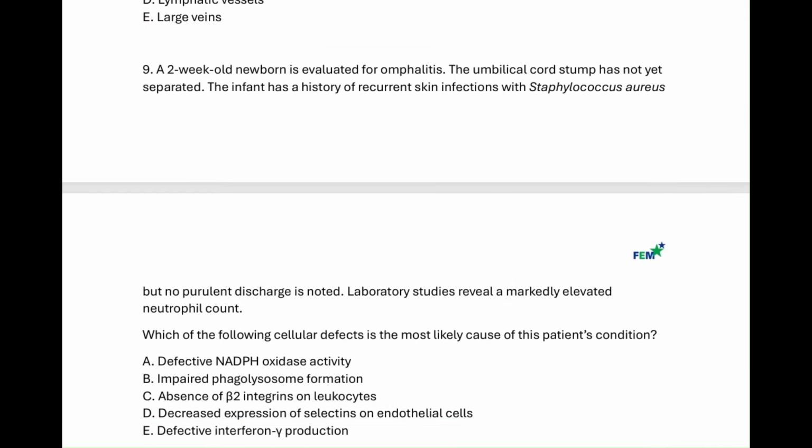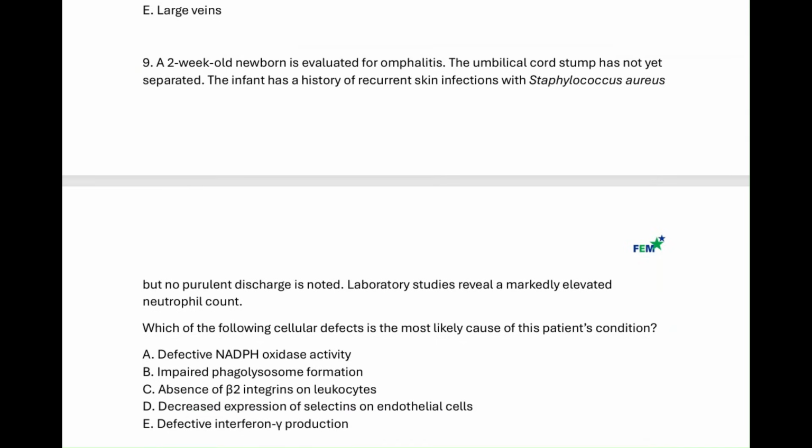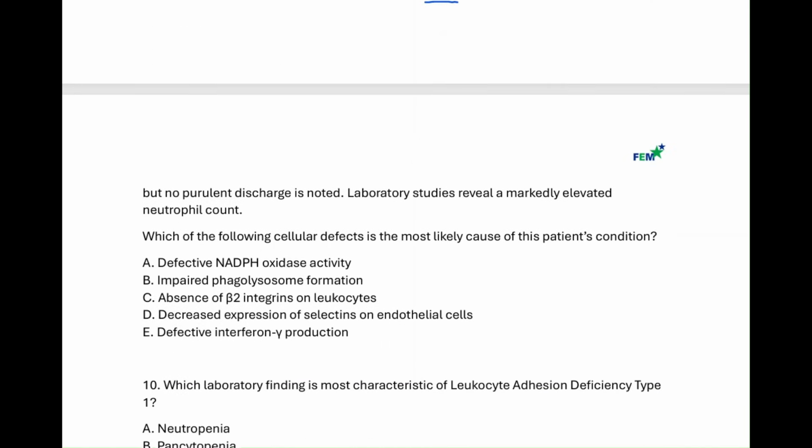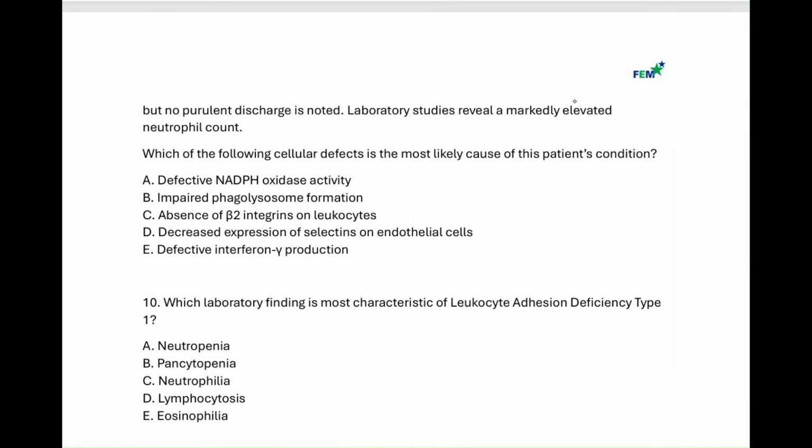Next question, a 2-week-old newborn is evaluated for inflammation of the umbilical cord, which is omphalitis. The umbilical stump has not yet separated. The infant has a history of recurrent skin infections with Staphylococcus aureus, but no purulent discharge is noted. Lab studies reveal markedly elevated neutrophil counts. Which of the following cellular defects is most likely the cause of this condition?